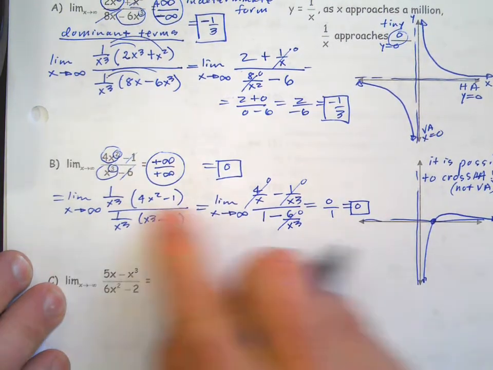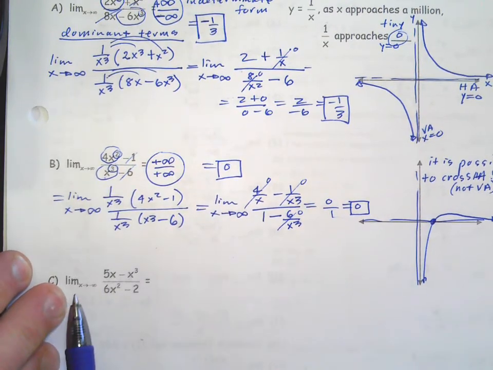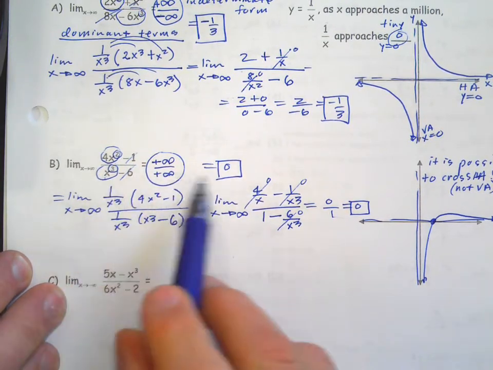So I'm usually not going to show this work. I'm going to say, oh, this guy is going to blow up compared to this guy. We're going to be divided by huge numbers on the bottom. It's going to go to 0.